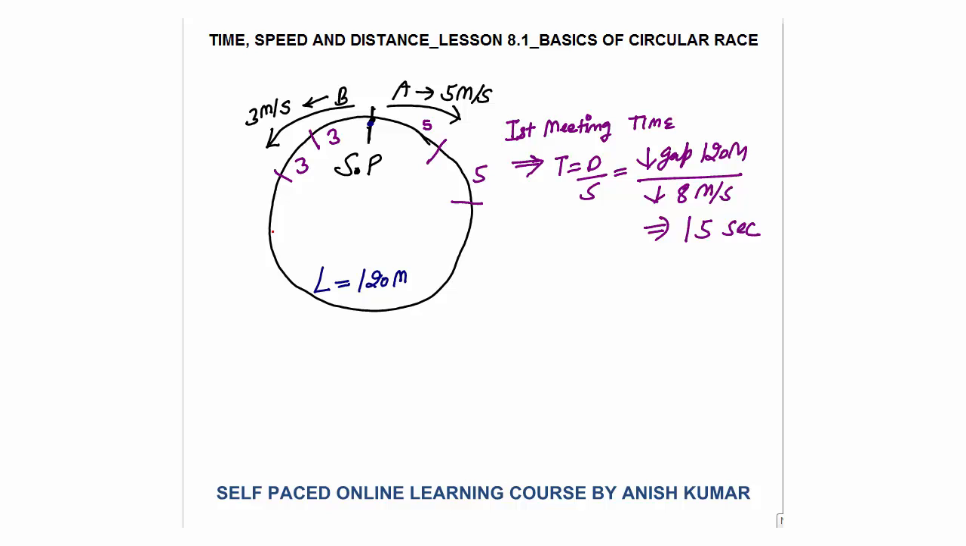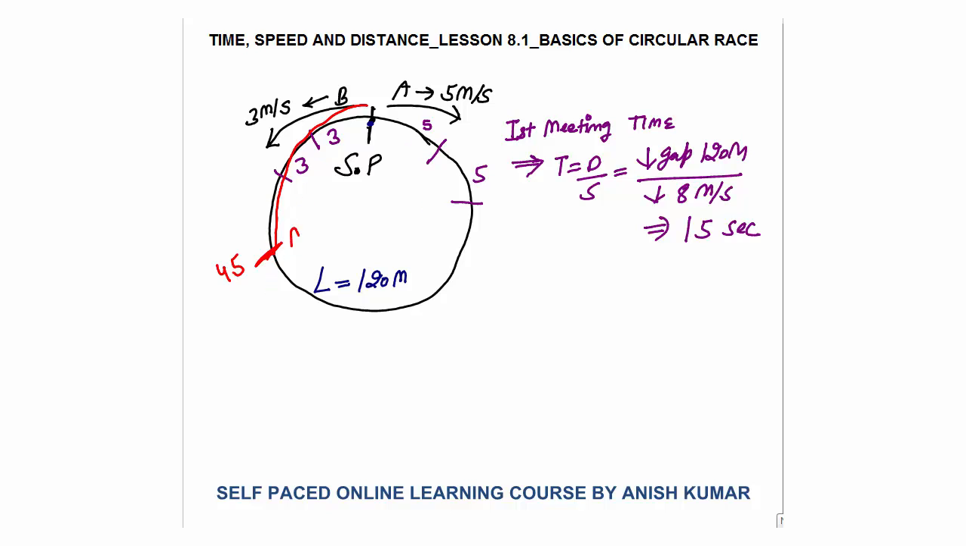Now in 15 seconds B will cover how much? 45 meter. So here the meeting takes place. This is 45 meter from here. I am assuming this distance as 45 from here to here. At this point the meeting will take place, because A will cover 75, and at this point A and B will be together.